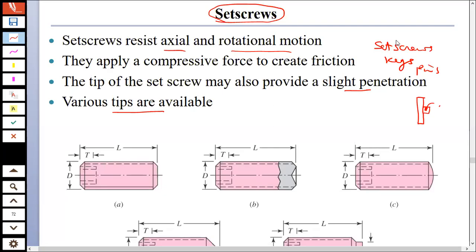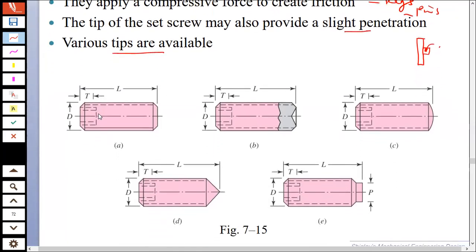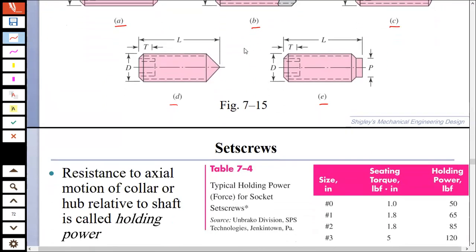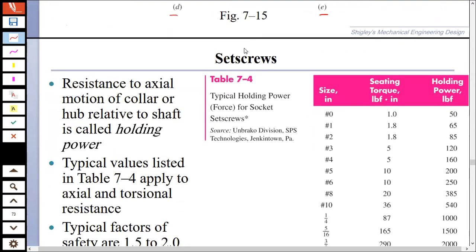So what I was saying is that when we use these different torque transmission elements like set screws, keys, pins, they all come in standard sizes. For example, set screws are available in different tips, and these are the different tips of the set screws, and you would have seen them. But the standard dimensions of these set screws are given over here. Have a look at it in your book and in this presentation.